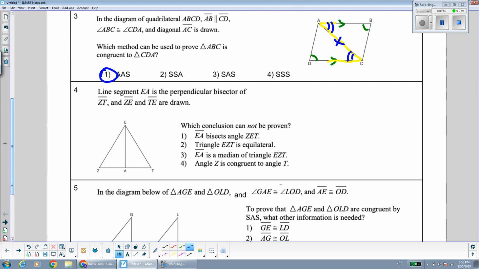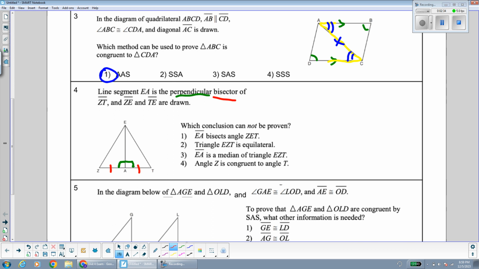Moving on to number 4, we're told that EA is the perpendicular bisector of ZT. Perpendicular bisector is a two-part word. The first part, the perpendicular part, means that where it intersects ZT, right angles are created because perpendicular lines form right angles. The second part, the bisector part, means that it's cutting segment ZT into two congruent parts. So those two congruent parts would be ZA and AT. And it says which conclusion cannot be proved.